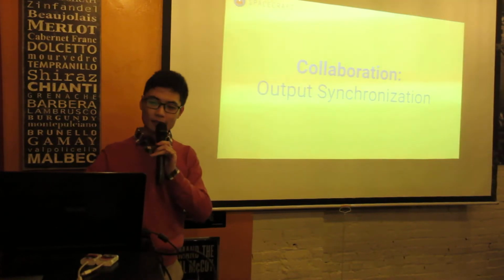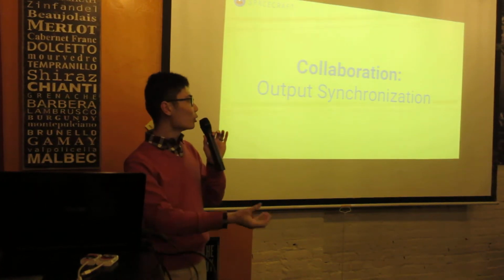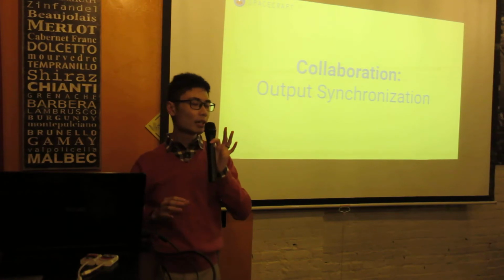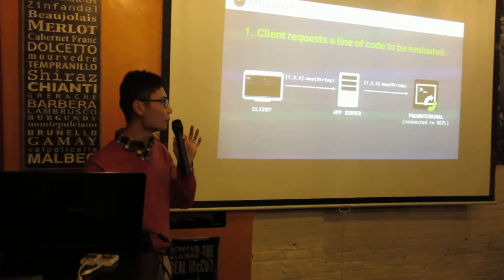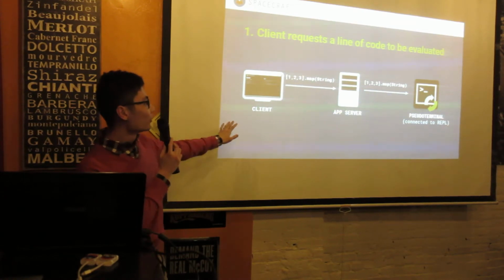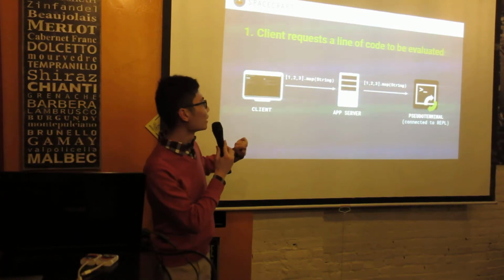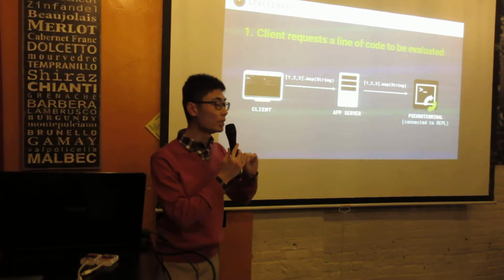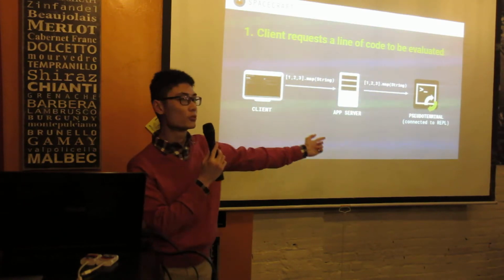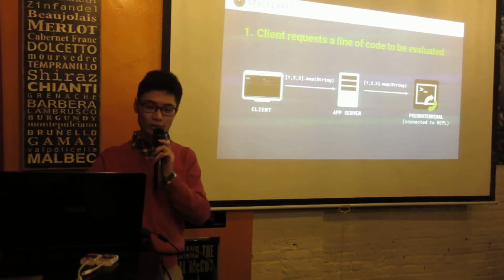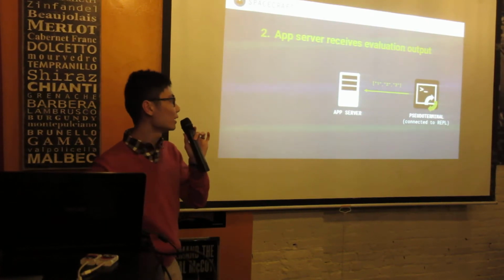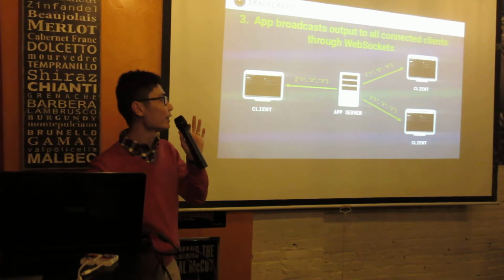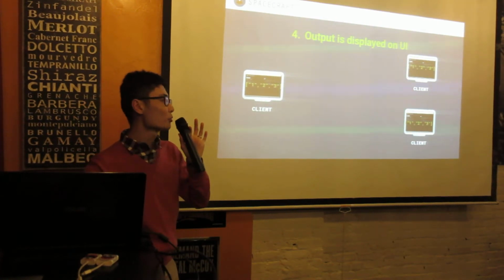So with our REPL in place, we want to figure out how we can synchronize that between multiple users, right? So I'm going to give you a simple illustration of how this works. First of all, we have our client. Let's say the client sends out a line of code to be evaluated, and our app server sends it to the Pseudo-terminal, right? The Pseudo-terminal sends it to the REPL, the REPL evaluates it and returns the output, and our app server just broadcasts to all the clients, and then outputs the stream.